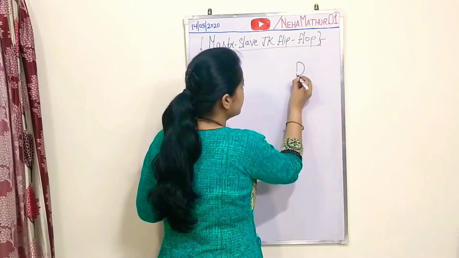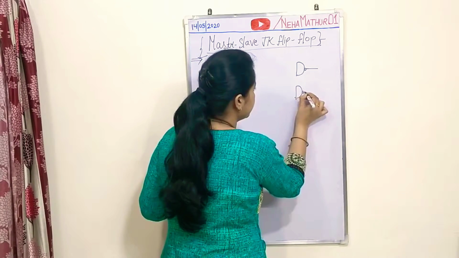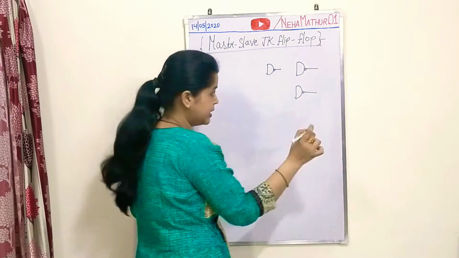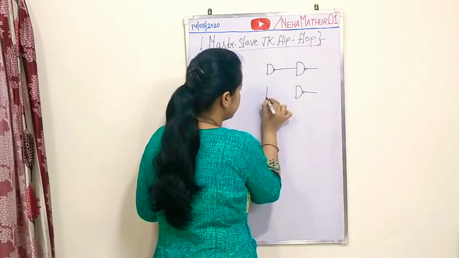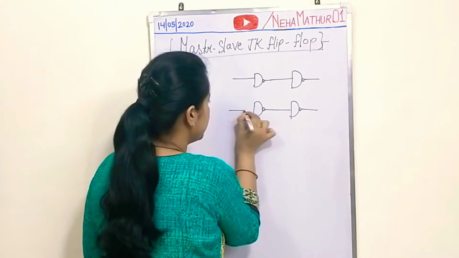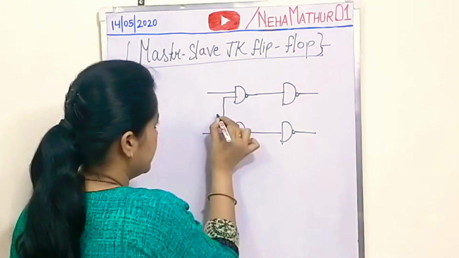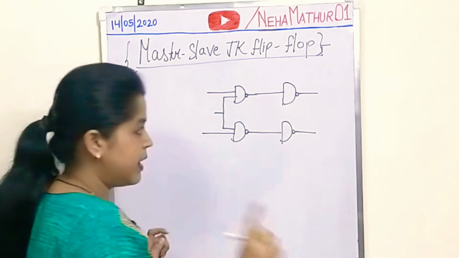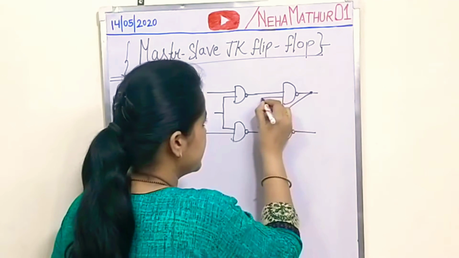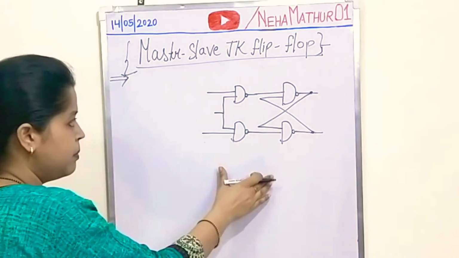Firstly, I am drawing clocked SR flip-flop, which itself is a combination of 4 NAND gates with two inputs and one common input represented as clock, while these two back gates are in cross coupling structure. So this is your clocked SR flip-flop.